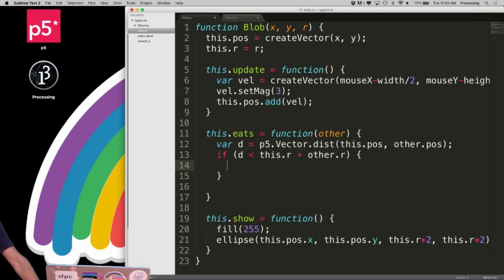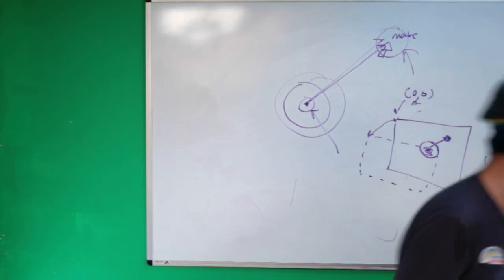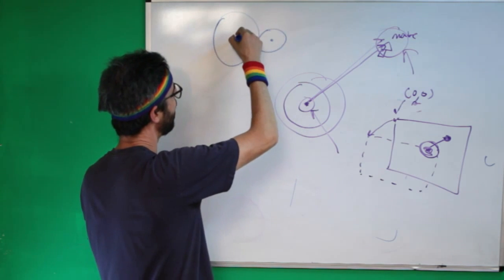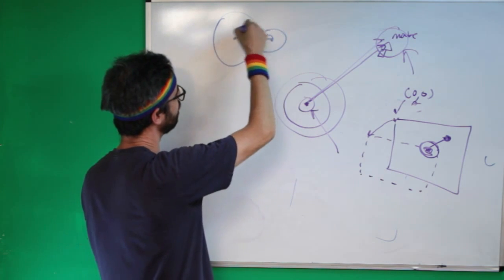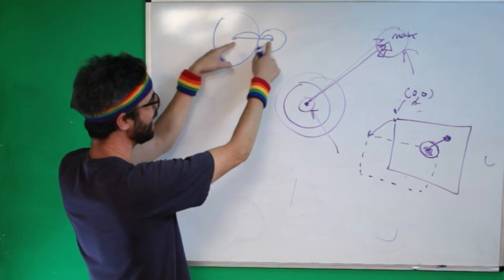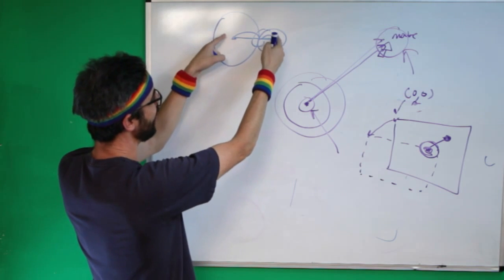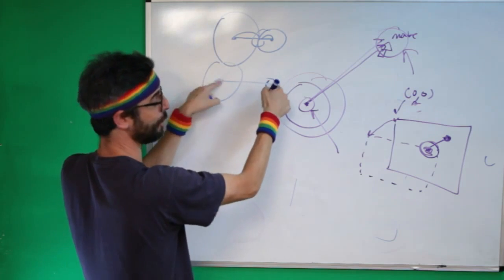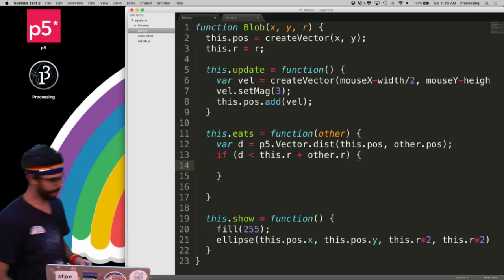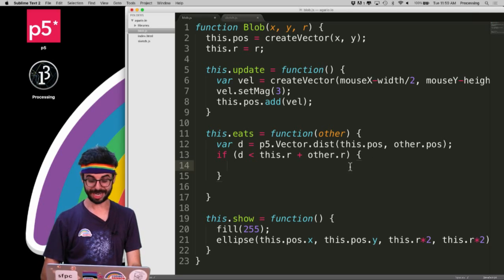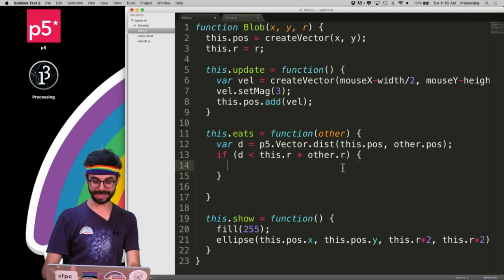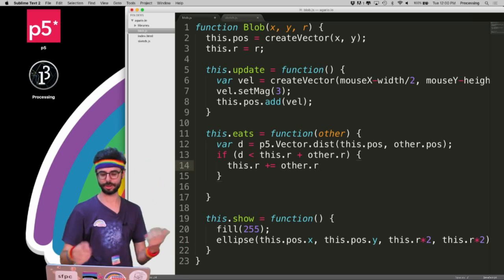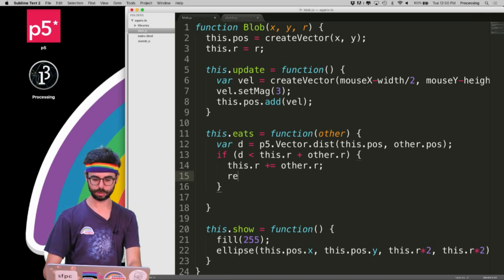Why is that true? Whoops, I hit the wrong button. Right? If I have two objects and I check their distance relative to the sum of the two radii, if they're overlapping, that distance is going to be less than it. If they're not overlapping, that distance is going to be greater than that sum. So coming back over here, we can now say if it eats it, then I can also, let's say this dot r gets bigger by the other's radius, and also return true.